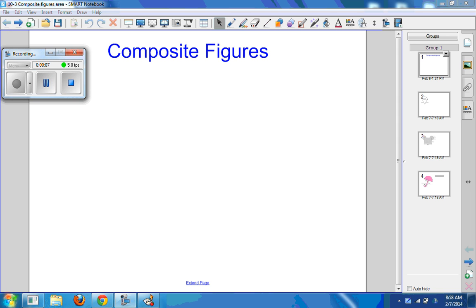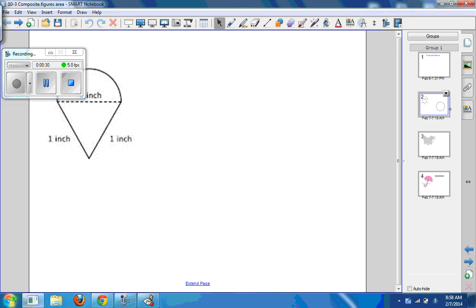Today we're going to look at composite figures. So what a composite figure is, it's a shape made up of lots of shapes put together. It might be a shape that contains circles and triangles and squares and rectangles. Lots of shapes just put together. And most things we see in the real world aren't just one shape. There are lots of shapes put together. So we're going to look at finding the area of those.